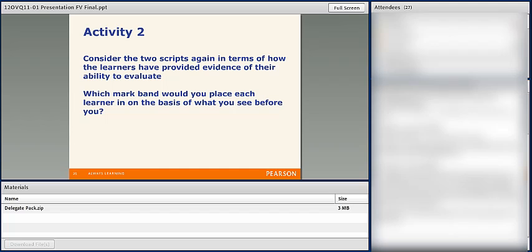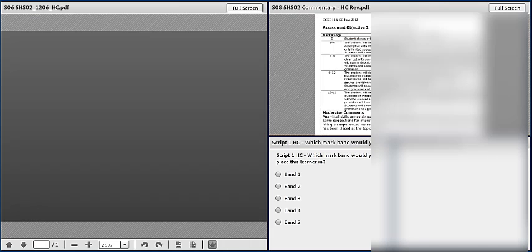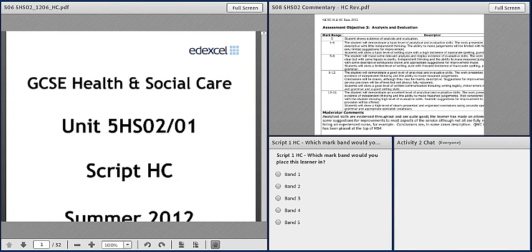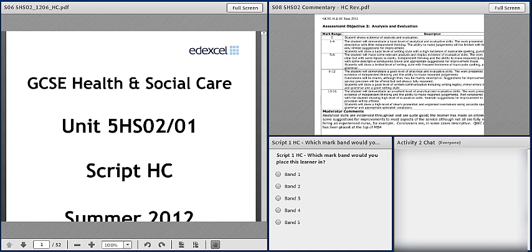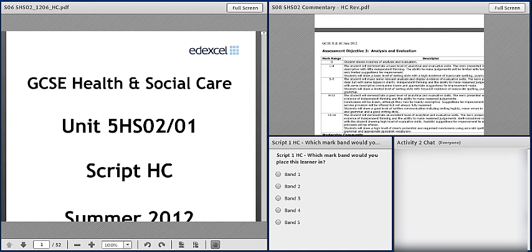Okay, so I'm going to look at the second activity now, and again you're looking at the same 2 scripts. You're looking at the script, if you look at HC again now and look at the evaluation, right? So look at task 4 and just read through task 4 and decide which mark band you would put this particular script in for evaluation. And then after you've done that, you're going to look at script TM, which is a second script, and see which mark band you would put them in for evaluation.